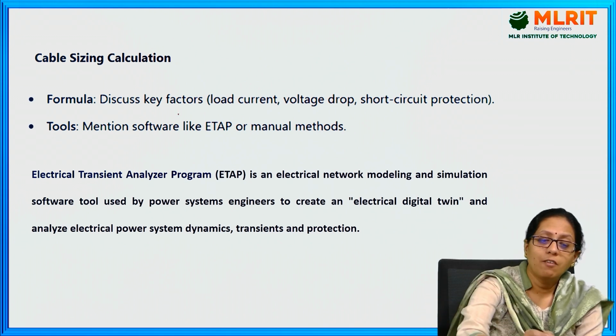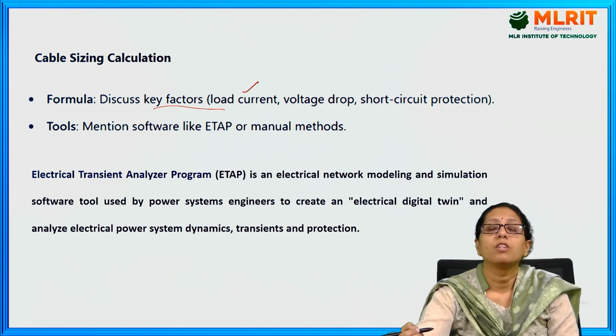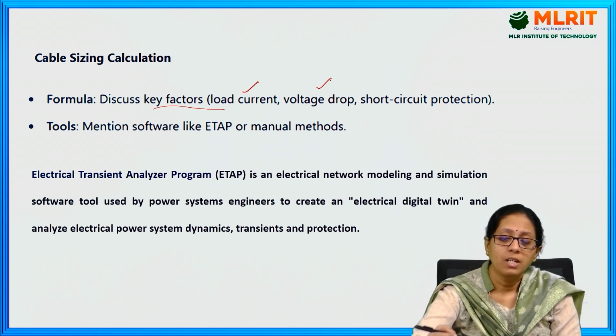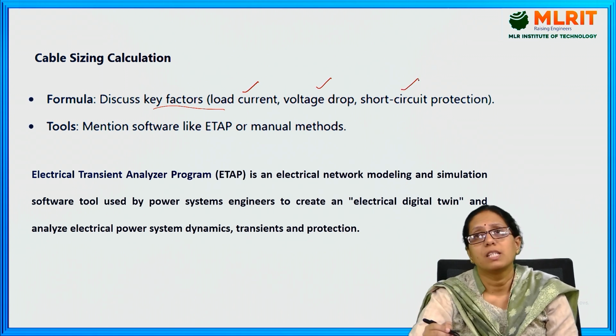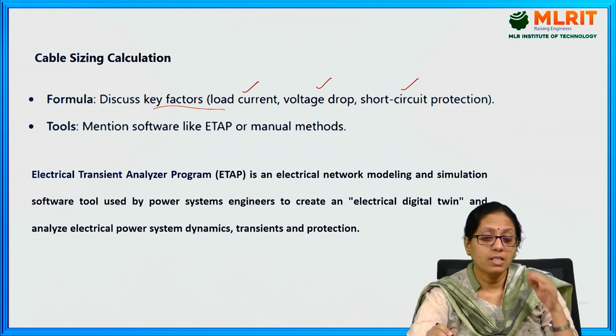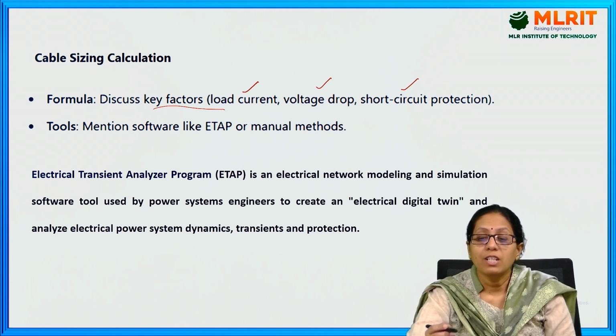So, key factors for the cable sizing are: the first key factor is load current, the second key factor is voltage drop, and the third one is short circuit protection. That is, the load current, how much current is being drawn through that cable. Then voltage drop, what is the voltage the bus bar is being carrying. The third one is short circuit protection. That means if any short circuit occurs, it should be able to bear. So these are the key factors.